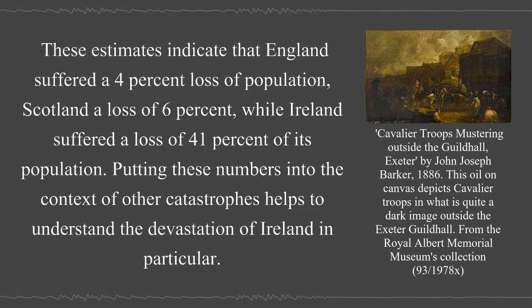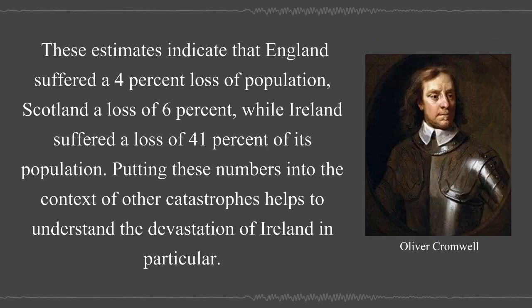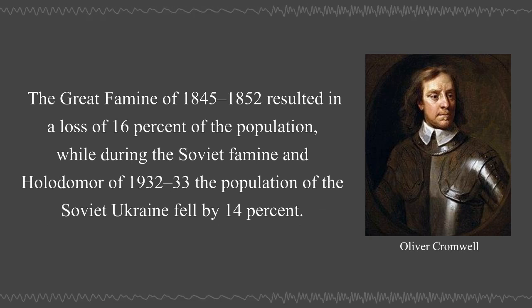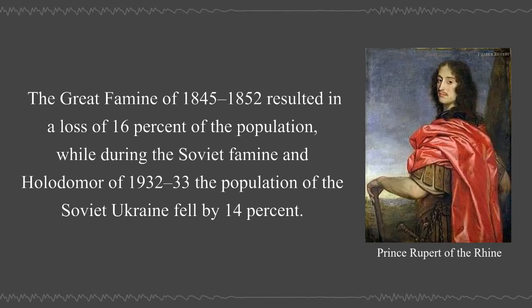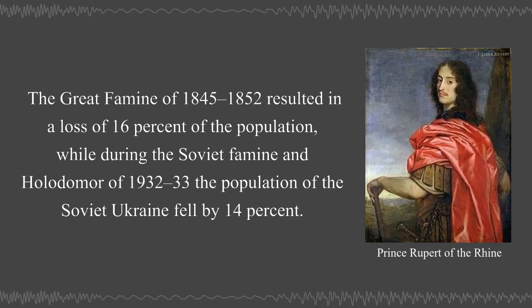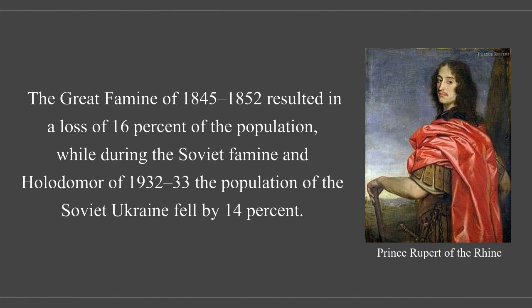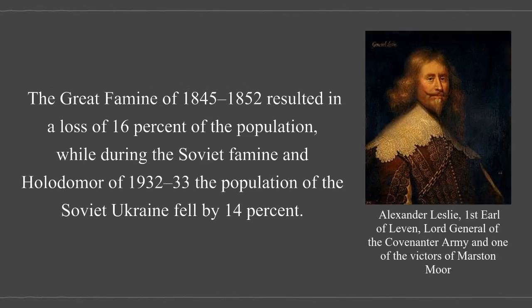Putting these numbers into the context of other catastrophes helps to understand the devastation of Ireland in particular. The Great Famine of 1845-1852 resulted in a loss of 16% of the population, while during the Soviet famine and Holodomor of 1932-33, the population of the Soviet Ukraine fell by 14%.